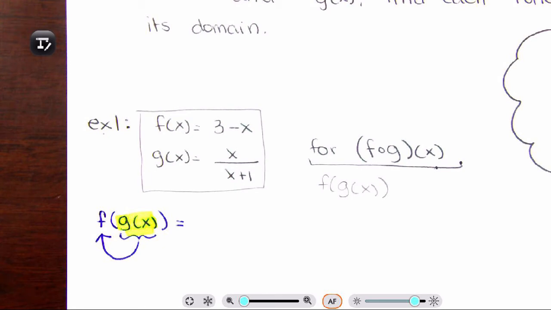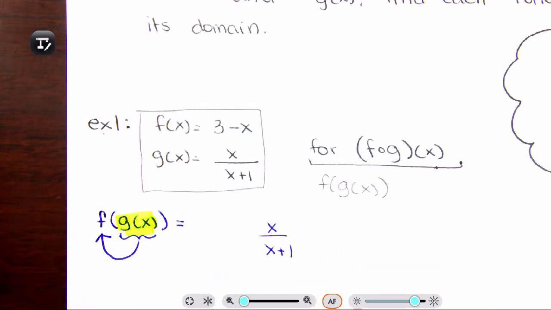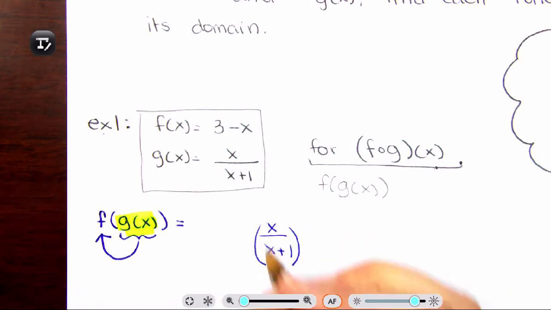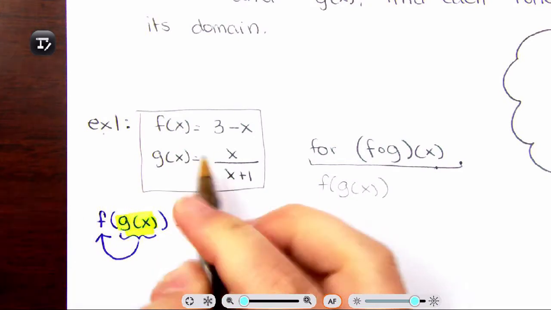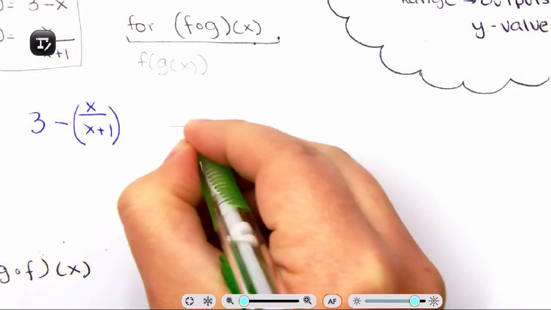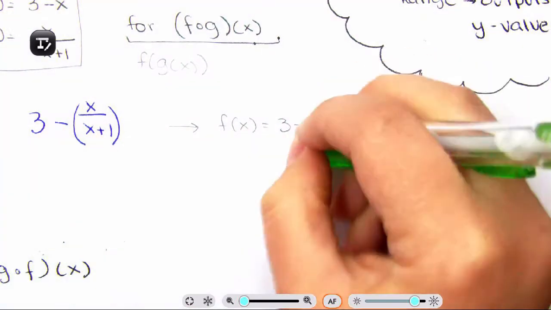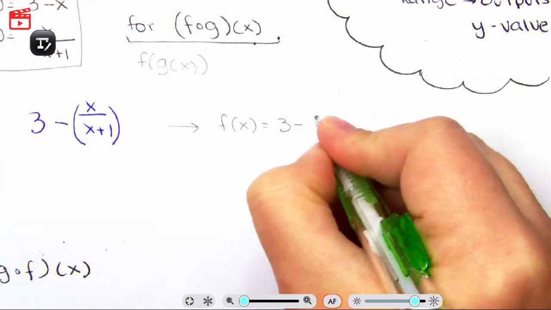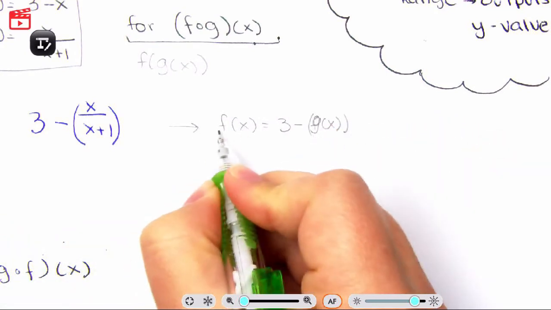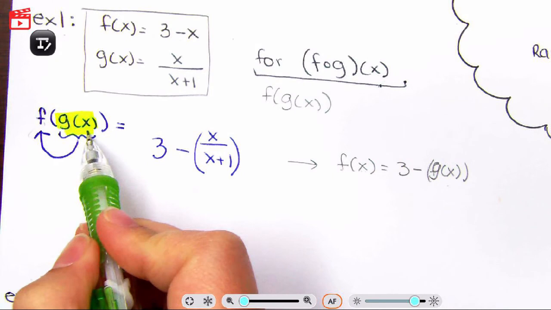Okay, so g of x is x divided by x plus 1. This is going in instead of x in our f of x equation. So let me actually write this out a different way. You know how we have f of x is equal to 3 minus x? Well, instead of this x, we're going to put our g of x in it. Because we are not evaluating f, the function, in terms of x. We are evaluating the function f in terms of g of x.